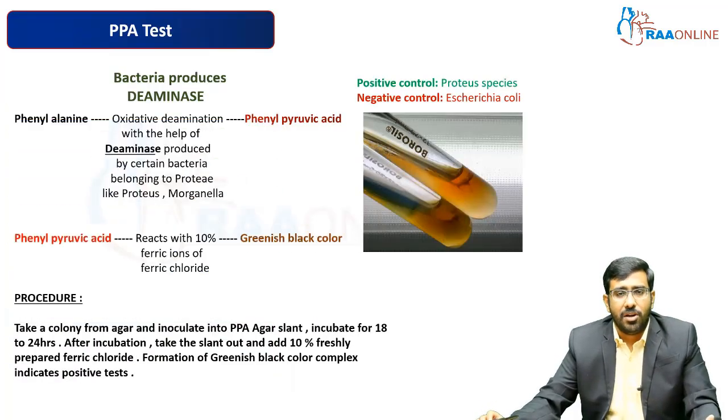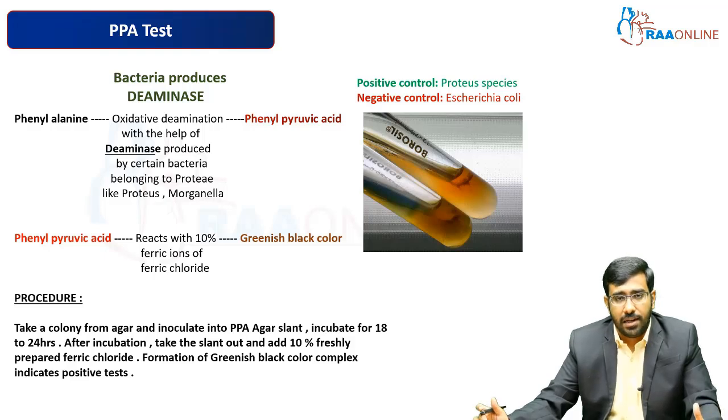So here we are going to use the phenylalanine agar, and we are going to study if the particular organism is able to produce the enzyme deaminase. The phenylalanine agar contains phenylalanine. If the bacteria produces the enzyme deaminase, the phenylalanine will undergo oxidative deamination with the help of the deaminase, which is produced by certain organisms belonging to the Proteae like Proteus and Morganella, and the phenylalanine is going to get converted into phenyl pyruvic acid.